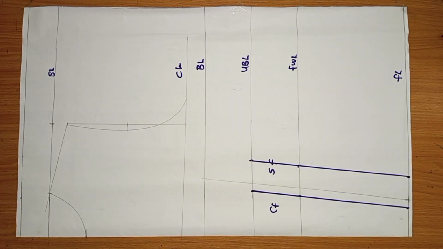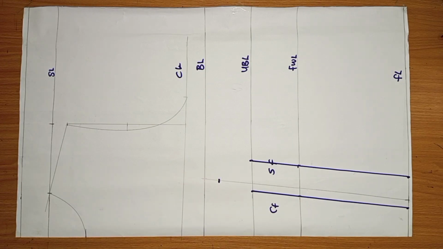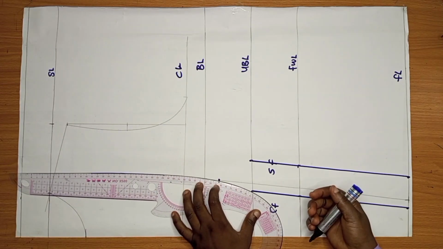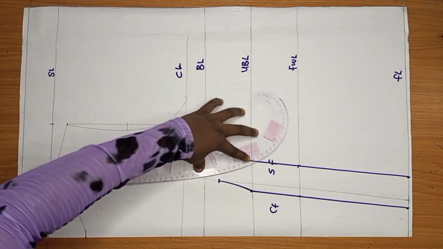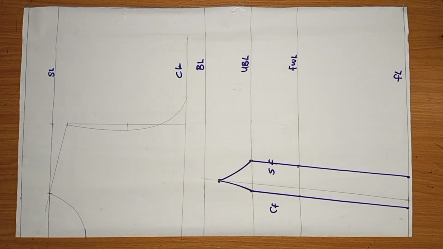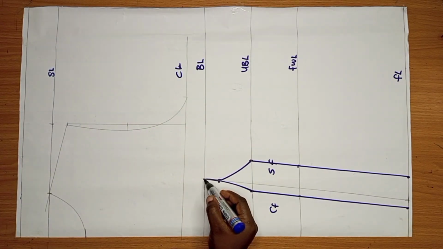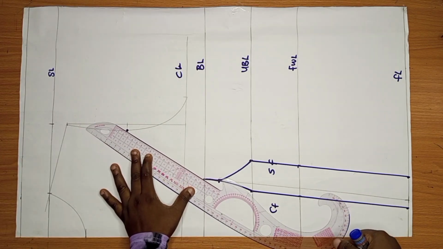So after I'm done connecting the points like that, the next thing I'll do is to come down from my bust line on the dart by 1 inch, and then I'll go ahead to connect it like so. Now the next thing I'm going to do is to connect from this point here to the middle part of the armhole. Now I'll go ahead and use my roller to connect the points like so.